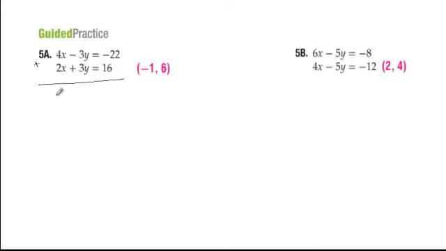4x plus 2x is equal to 6x. Minus 3y plus 3y cancel. We get 0. Equal minus 22 plus 16 is minus 6. So 6x equal to minus 6. Look what happened. We eliminate y, so we have x alone. So we can get x.